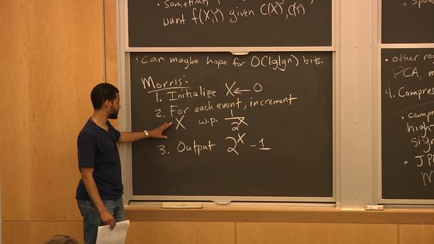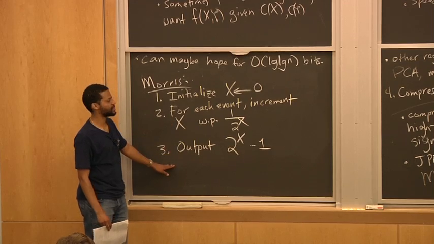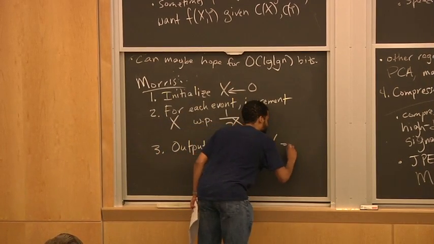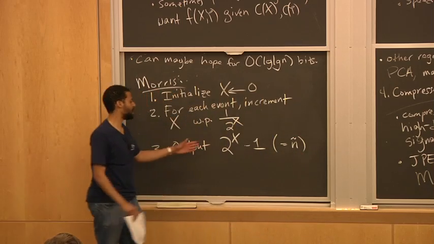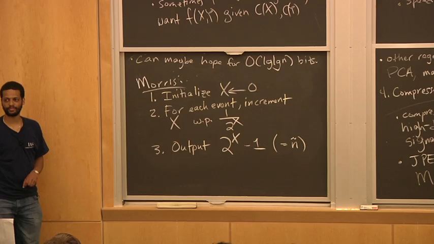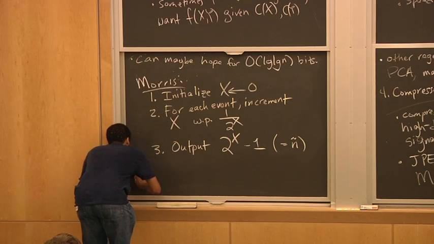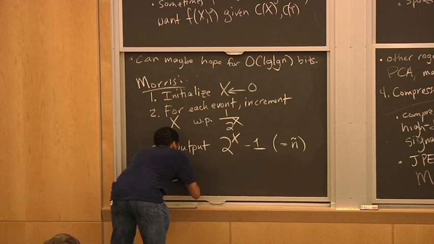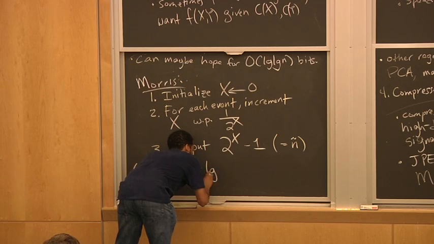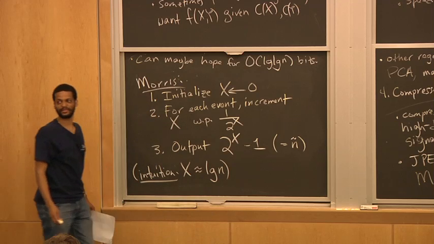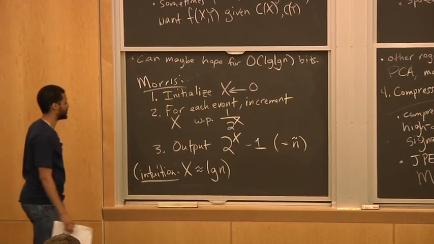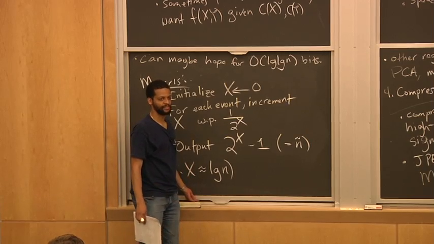That suffices for algorithms. And then when someone says, OK, what's n? How many events have there been? This is my n tilde. My n tilde, my estimate for n, is 2 to the x minus 1. And the intuition is that x is sort of representing log of n. Of course, x is a random variable, but we're hoping that x stays somewhere around log n.